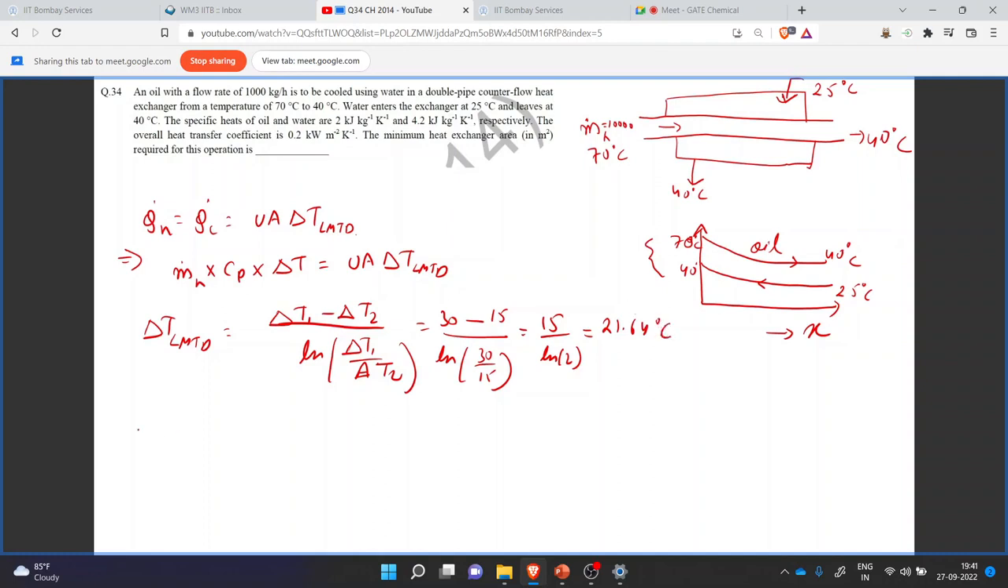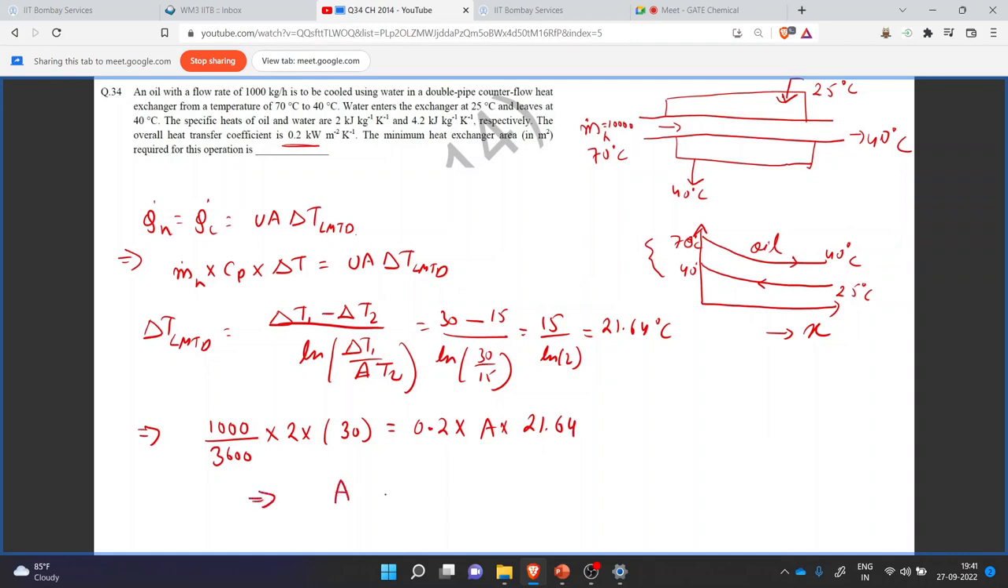So we can replace this in the formula. The mass flow here is given as 1000 kg per hour. So we can change this 1000 kg per hour into kg per second. It will become 1000 upon 3600. Cp here will be given for the oil as 2. Temperature difference of the oil is 70 minus 40, that is 30 degrees Celsius. This is equal to U, the heat transfer coefficient, given as 0.2, into area. We have found the log mean temperature difference as 21.64.